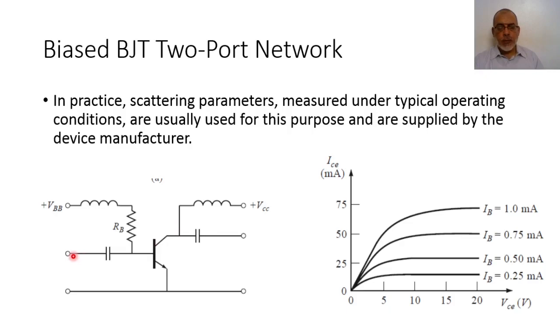The RF bus is connected through bypass capacitors. So the RF bus comes through a bypass capacitor to the base, and then goes to the collector, and the output of the network goes through another bypass capacitor. For RF and microwave signals, this bypass capacitor has an equivalent circuit of nearly a short circuit.